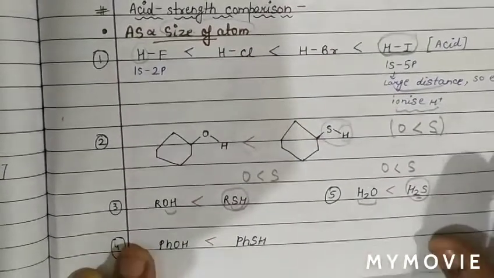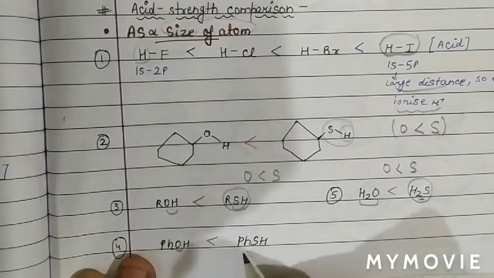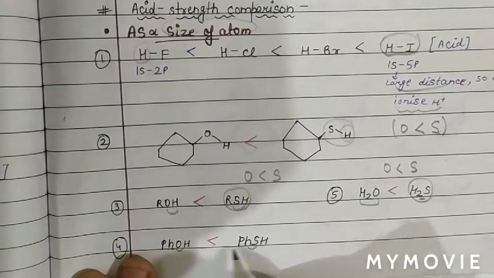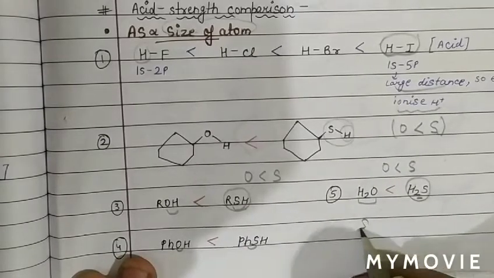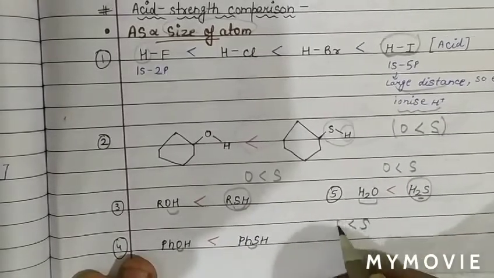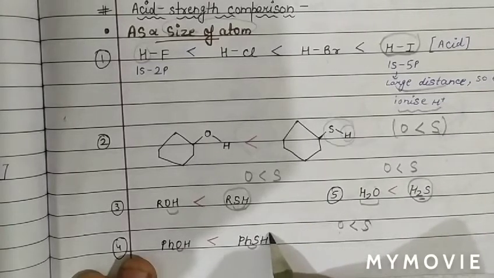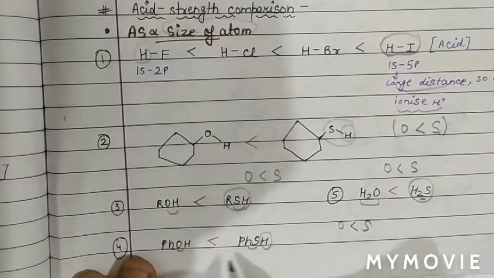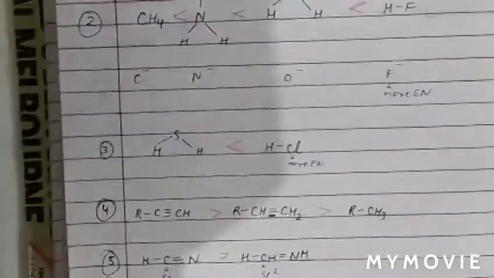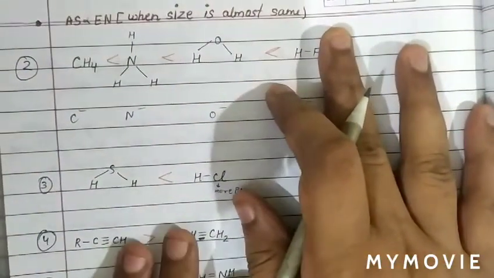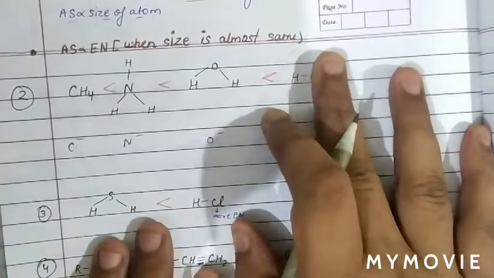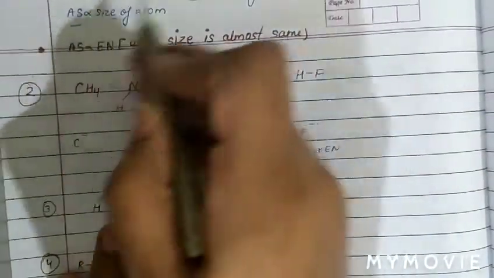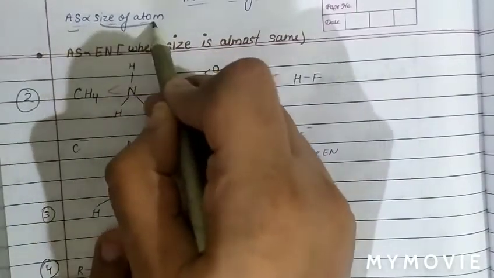Now see the next question. The next question is again on the basis of size. So, acidic strength on the basis of size. Again, the size of the sulfur atom is more with respect to oxygen. Therefore the tendency to lose proton is more in the thiol group with respect to OH. Therefore the thiol has more acidic character than OH. So one of the factors we have discussed is the acidic character on the basis of the size of the atom.